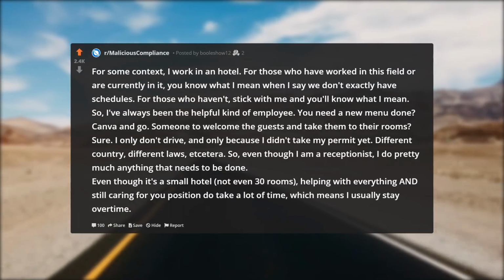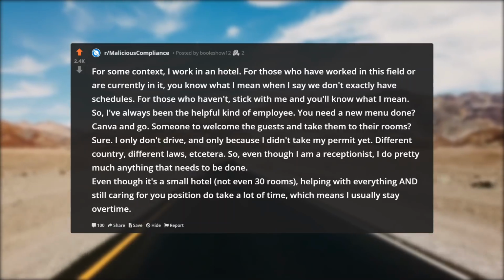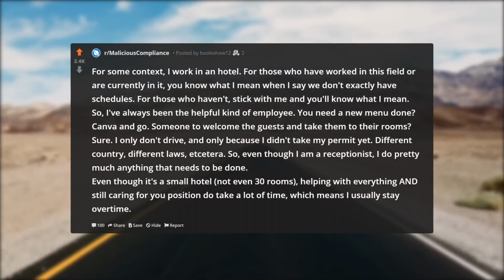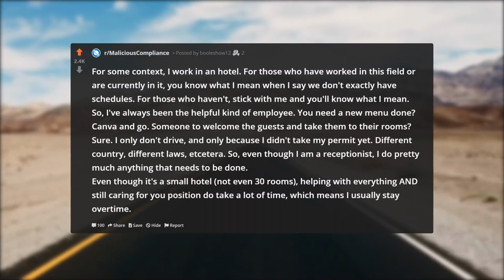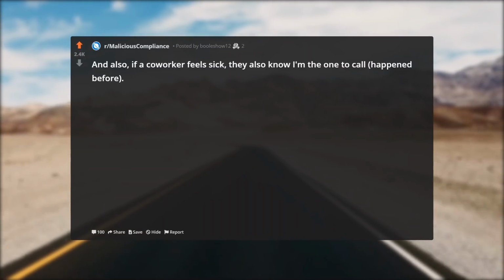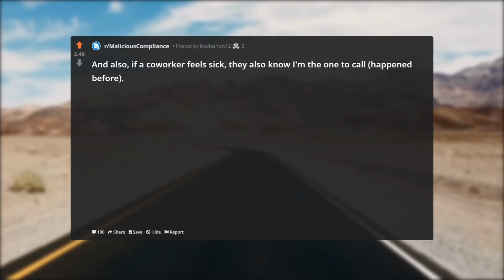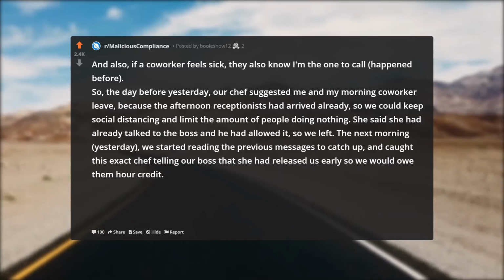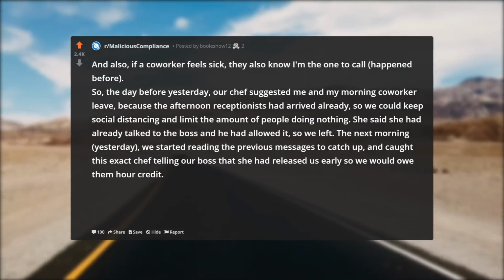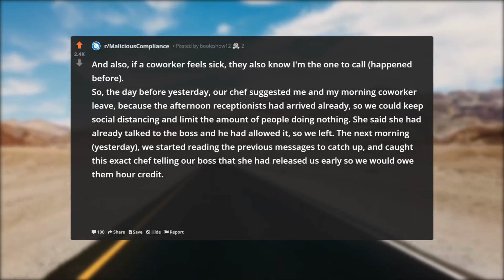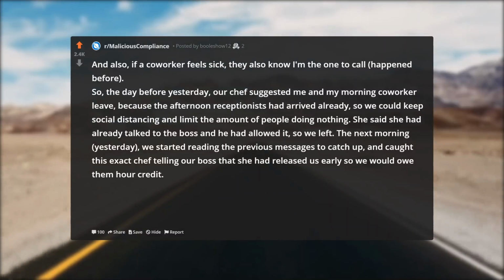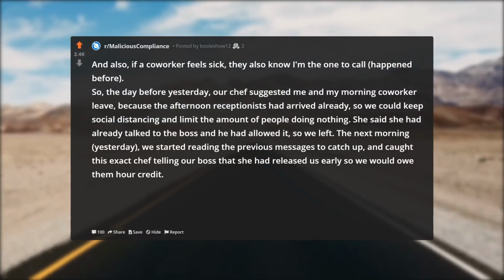Even though it's a small hotel, not even 30 rooms, helping with everything and still caring for my position does take a lot of time, which means I usually stay overtime. And also, if a co-worker feels sick, they know I'm the one to call. Happened before. So, the day before yesterday, our chef suggested me and my morning co-worker leave, because the afternoon receptionists had arrived already, so we could keep social distancing and limit the amount of people doing nothing.